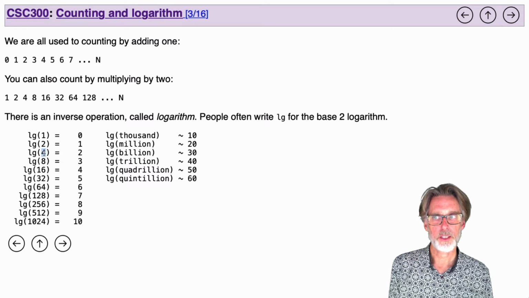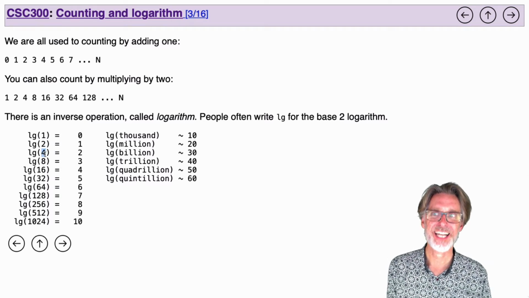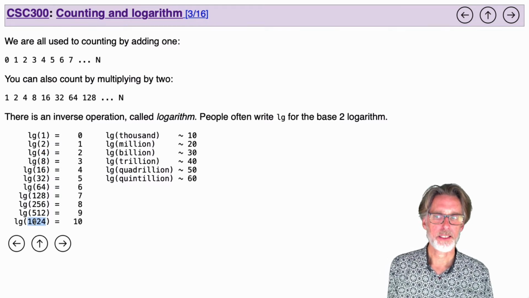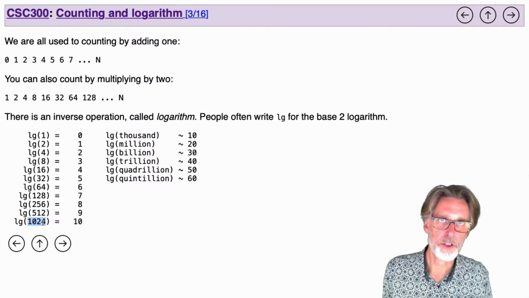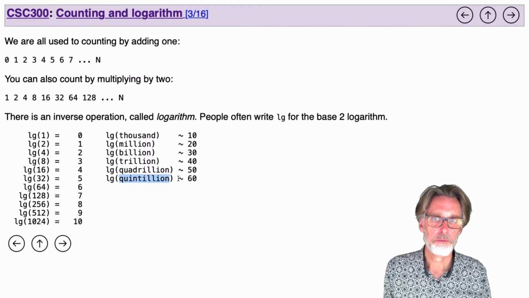Well, if you have a number in here and I want the log base 2, it's the number of 2's I need to multiply together to get that number. So to get 1024, how many 2's do I have to multiply together? 10. What about to get a quintillion? Well, about 60.